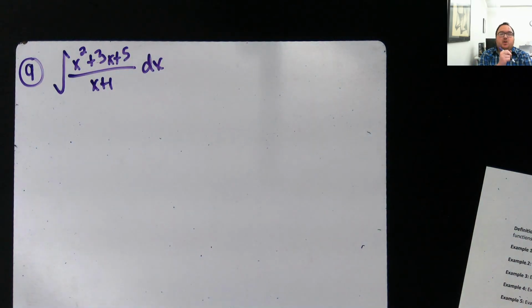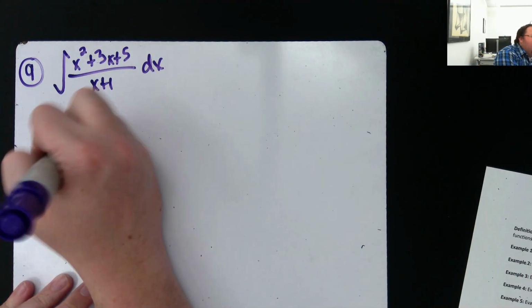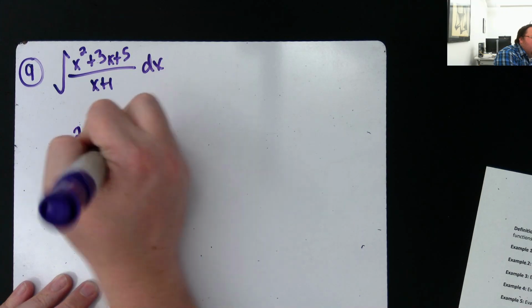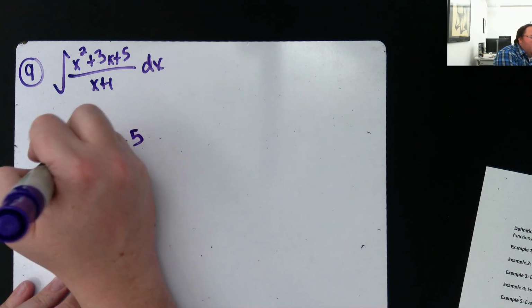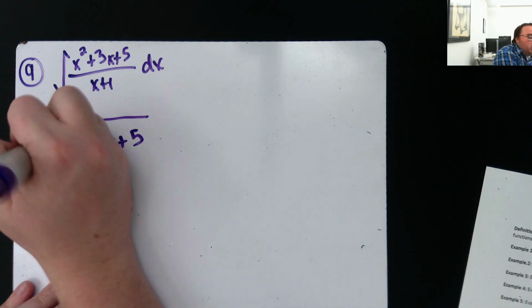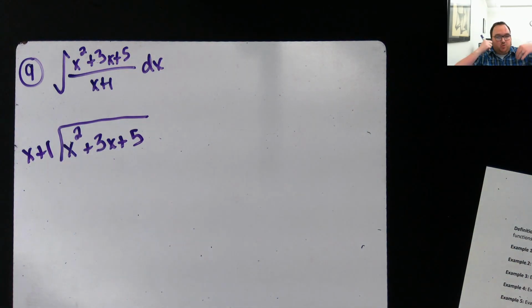So what I'm going to use here is a skill you would have learned in college algebra or pre-calculus or whatever class you had before Cal 1: long division. So what I'm going to do is actually divide these out and see what I get. So x^2 + 3x + 5 divided by x + 1. And I am going to refresh us on how I do this.